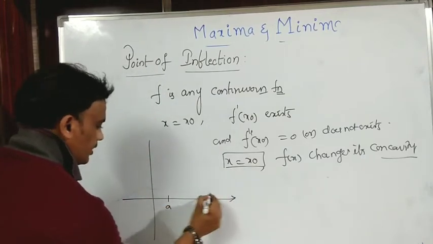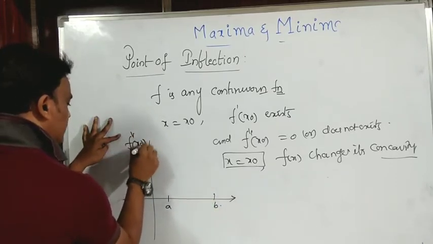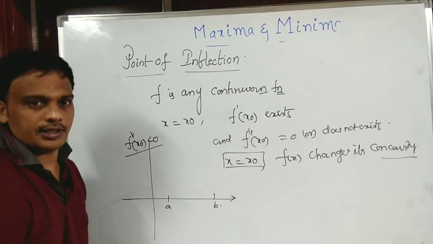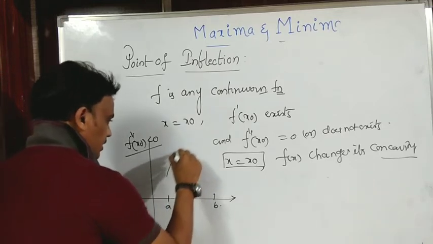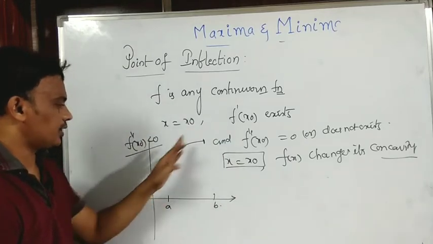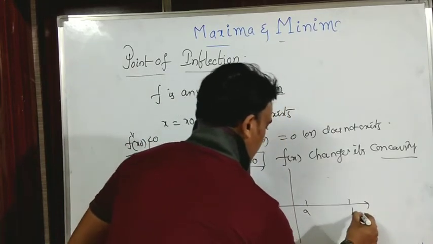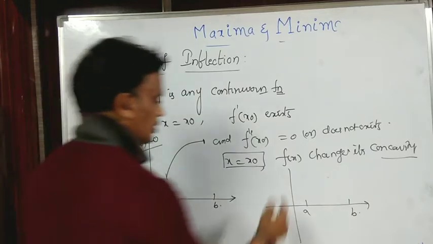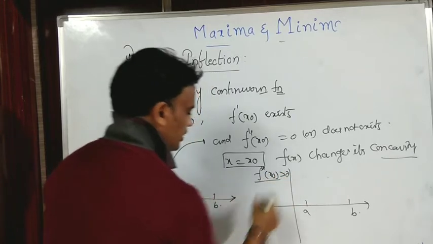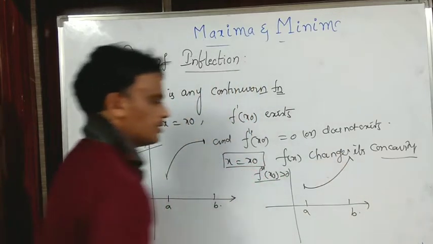Here is the point A and the point B. Here f double dash of x naught is less than 0. Then I can say the graph's concavity is upwards. Suppose A and B. Next, f double dash of x naught is greater than 0. Then I can get that concavity is downwards.